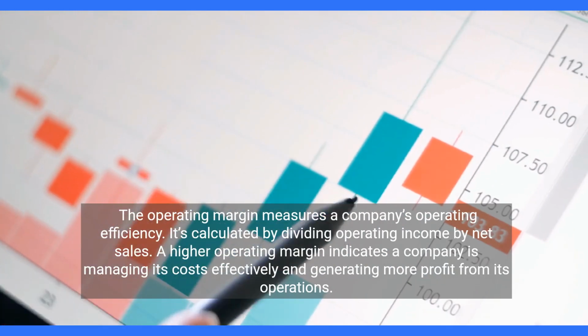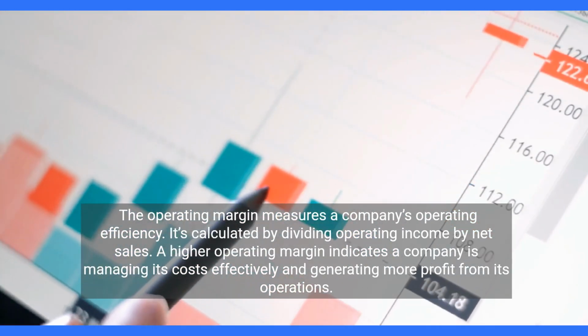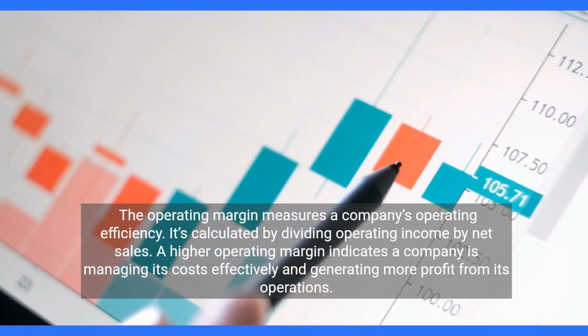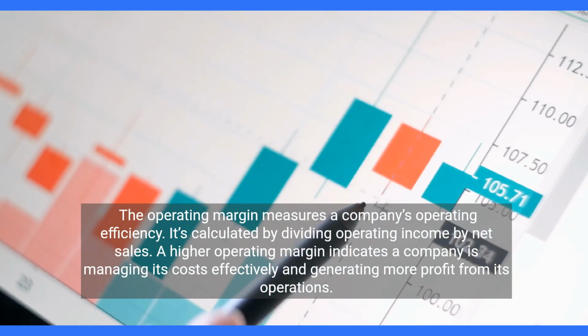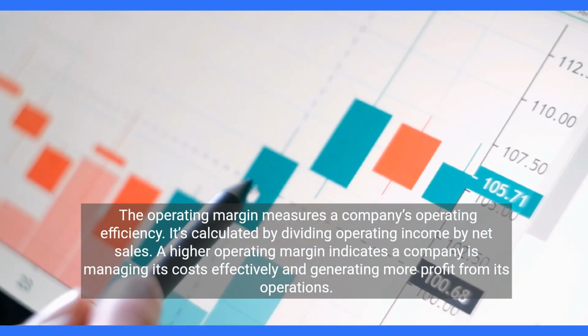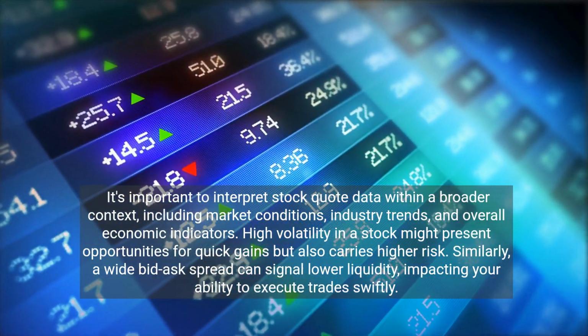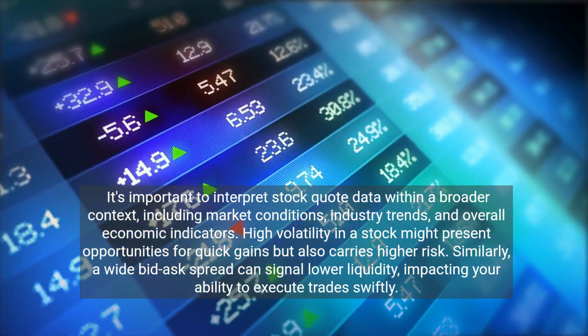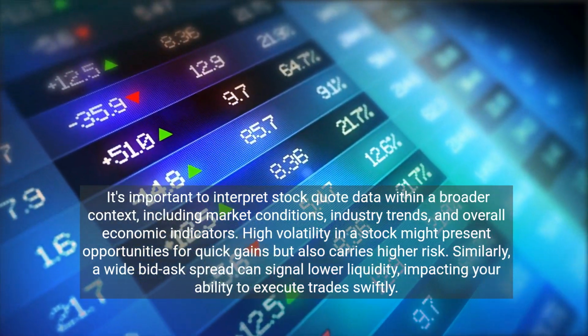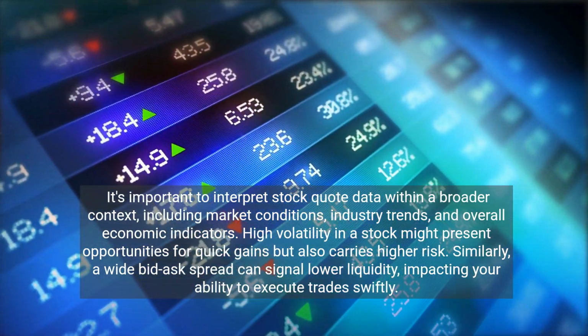It's calculated by dividing operating income by net sales. A higher operating margin indicates a company is managing its costs effectively and generating more profit from its operations. It's important to interpret stock quote data within a broader context, including market conditions, industry trends, and overall economic indicators.